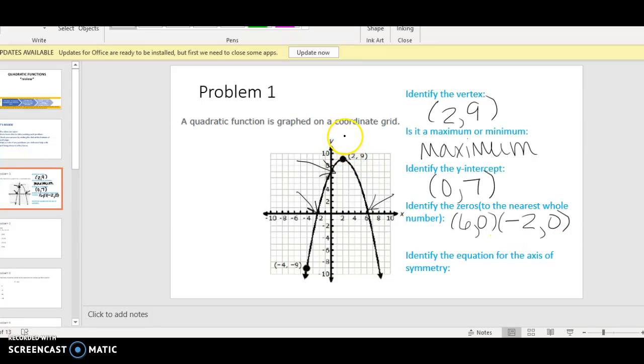And then remember that the axis of symmetry is this imaginary vertical line that goes down through the center. We always write it as x equals, and then it's the x value of the vertex.